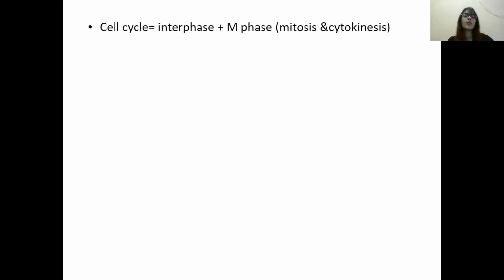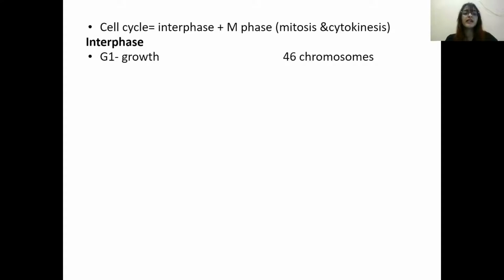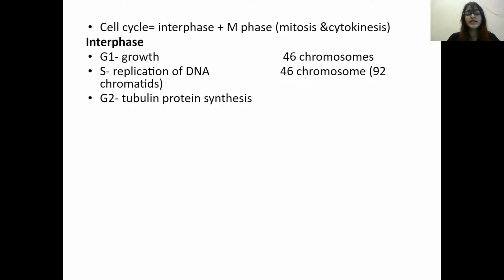So now let's talk about the cell cycle, or cell division. The cell cycle consists of interphase and M phase. Interphase has a G1 phase, S phase, and G2 phase. G1 phase is mainly for growth. S phase is for replication of DNA. So when the cell is dividing, the chromosome number remains the same, that is 46, but the chromatid number is increased. See, I told you that this is a chromosome.